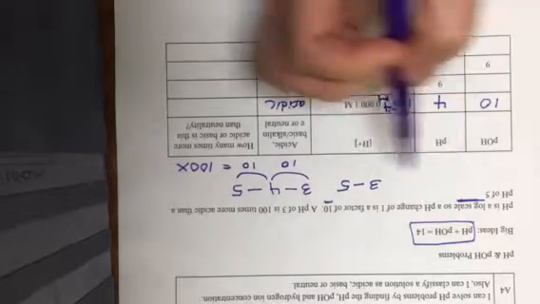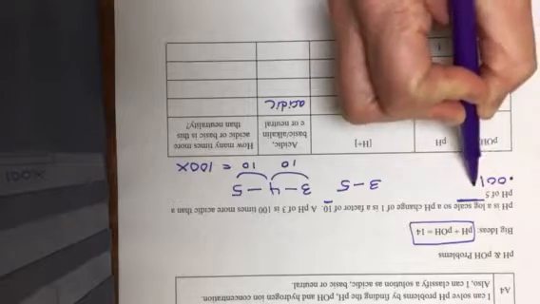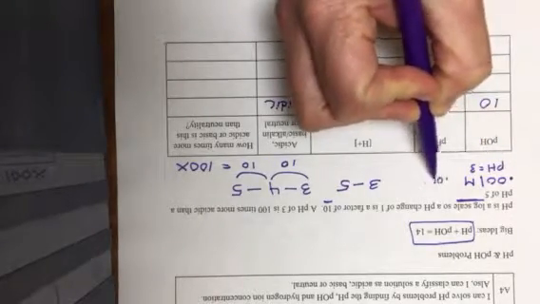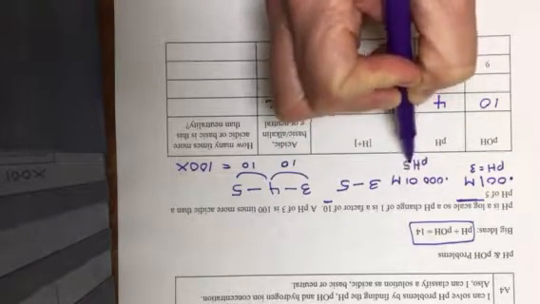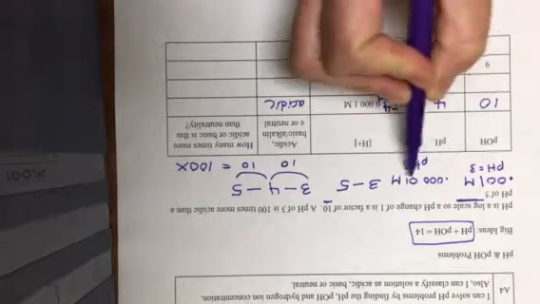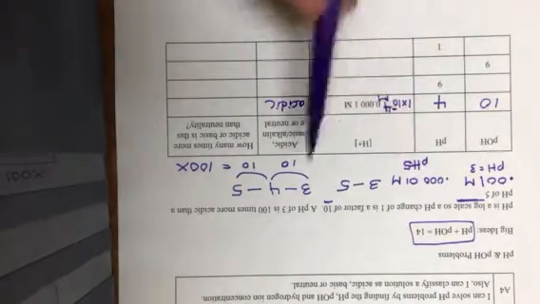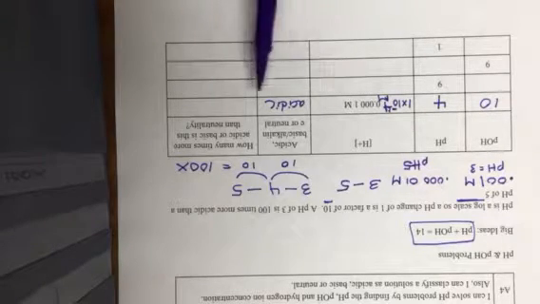Or if I thought about it this way, here is a pH of 3, and this is a pH of 5, so the difference between these was a factor of 100, moving the decimal 2 more places. So that's the big idea with how much more acidic.